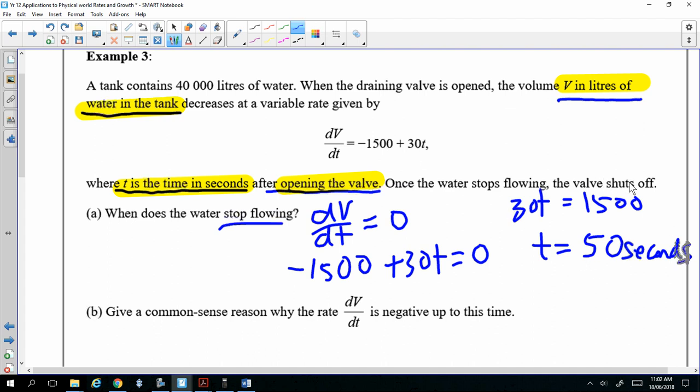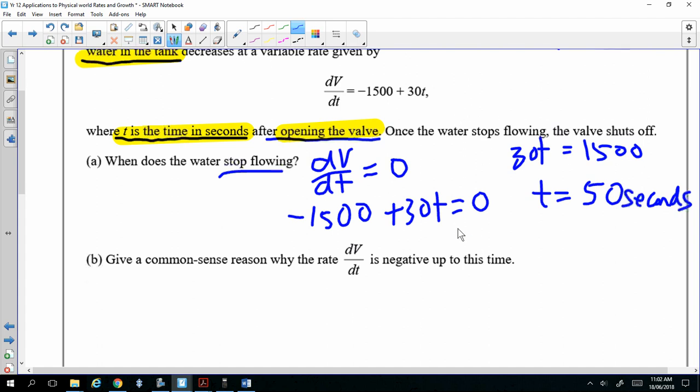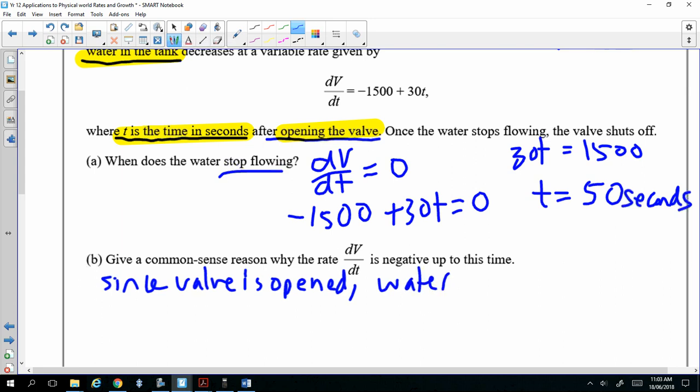Okay, what else do we have to do? Give a common sense reason why the rate is negative up to this time. Okay, now remember V is the liters of water in the tank, and the water is draining because the valve is open, isn't it? So when the valve is open, what happens to the water? It's flowing out, therefore your volume of water in the tank is decreasing. So you say, since the valve is opened, water is flowing out. If it's flowing out, it means that the volume in the tank must decrease.